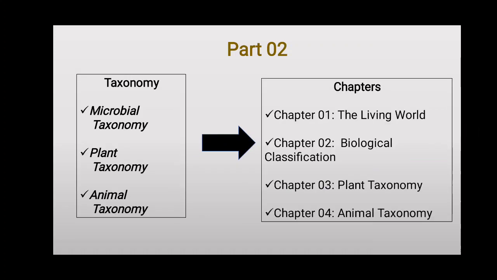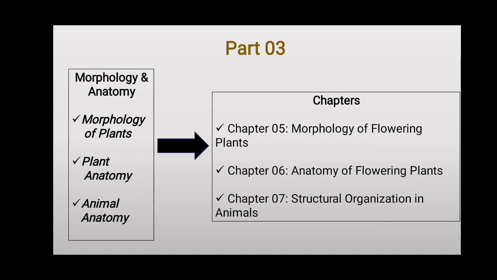And likewise, if you talk about part 2, then about taxonomy, you are going to study 4 main units of the 11th class biology: the living world, biological classification, plant taxonomy, and animal taxonomy. And part 3 has morphology and anatomy. Morphology means structural organization, structure of animal or structure of plant. So from this unit we have morphology of flowering plants, and anatomy of flowering plants, and structural organization in animal.